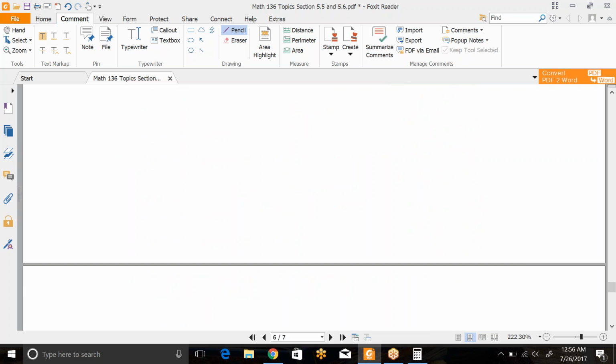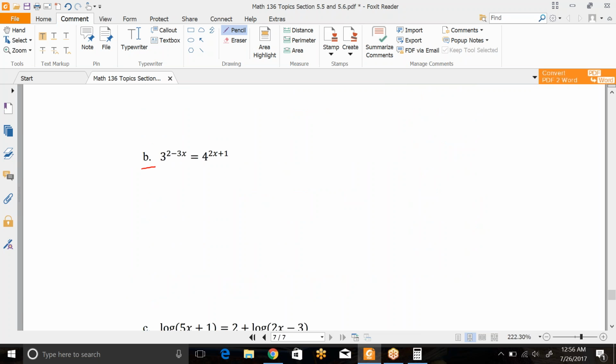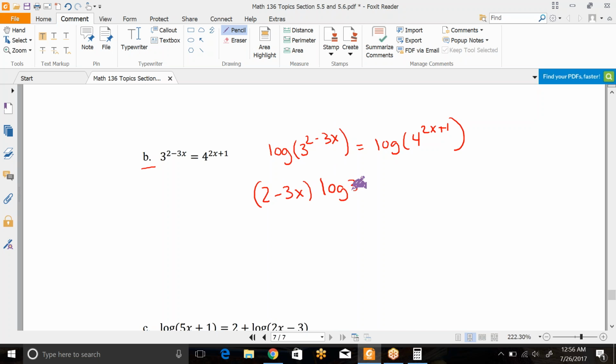Okay, we did 7a in class. We're going to do 7b. This is having us try to solve for x, and there's multiple bases involved that have x in them. So the quickest way to get this solved is to take the log of both sides so you can pull the powers to the front using that law of logarithms. So if we pull this power to the front, this will be 2 minus 3x times just a log 3. And this will be 2x plus 1 times a log 4.